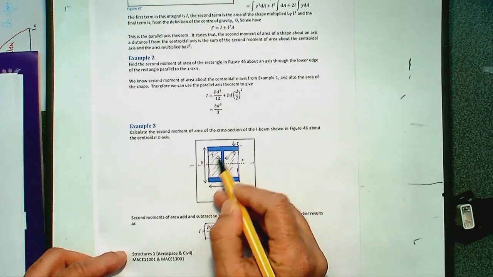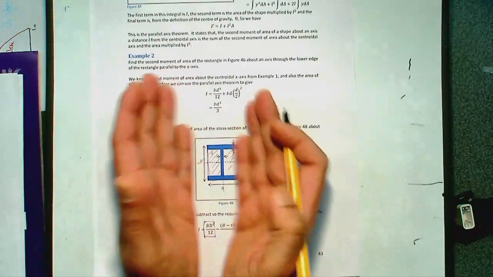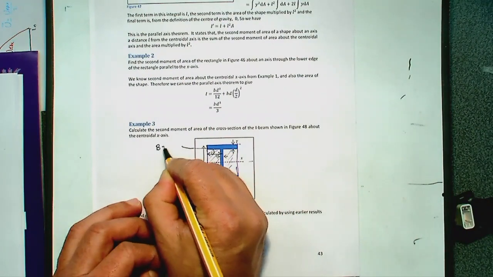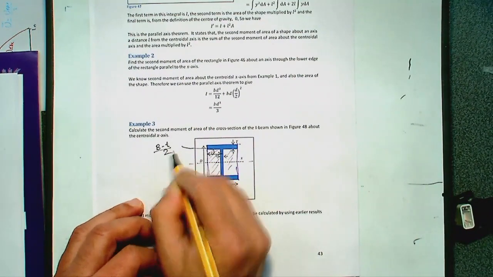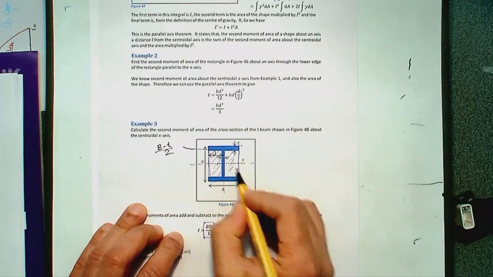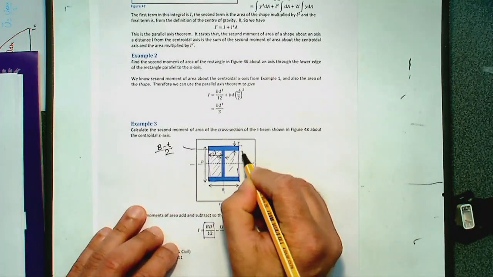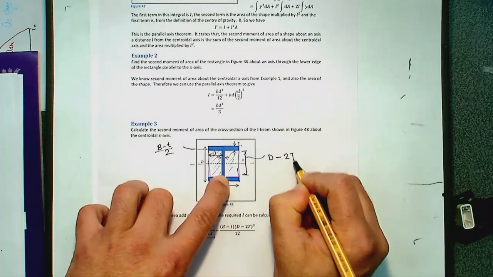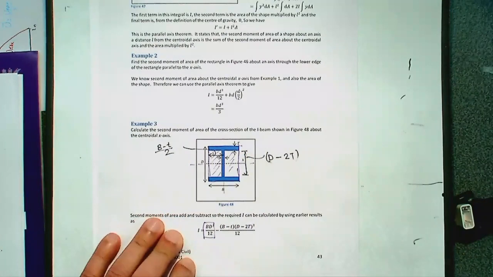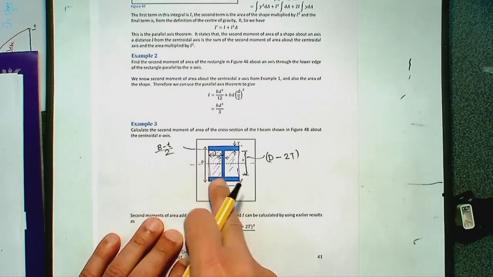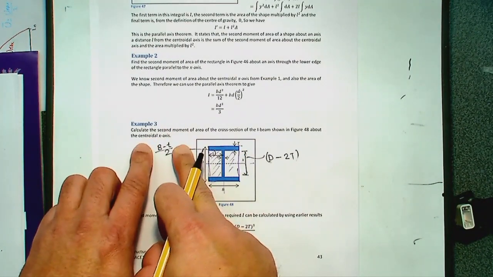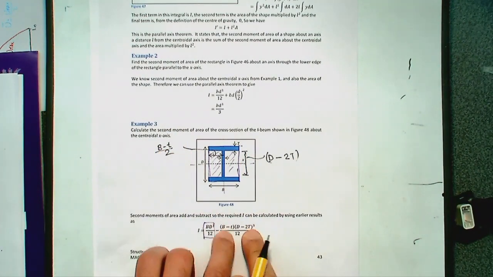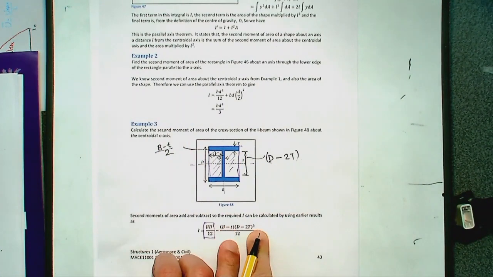So if you consider this is two rectangles, and the total width was b, then this length would be b minus t divided by 2. And then this height would be d minus 2t. That would be the height. So if you do it for one of these rectangles, that would be b minus t over 2 times d minus 2t cubed, and then the other rectangle again b minus t over 2. So if you add those two together, that would be b minus t. Okay.